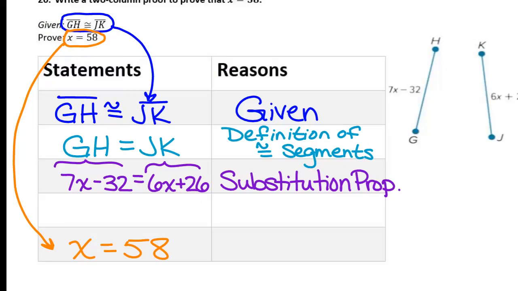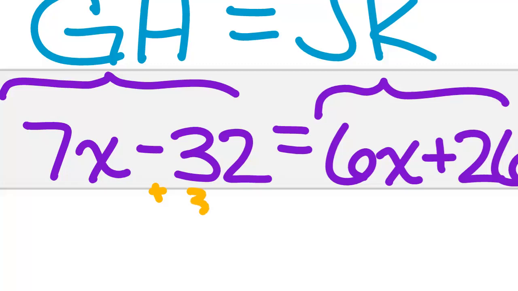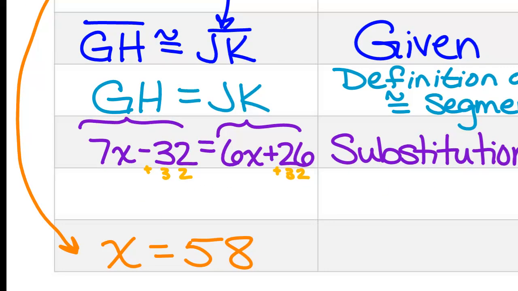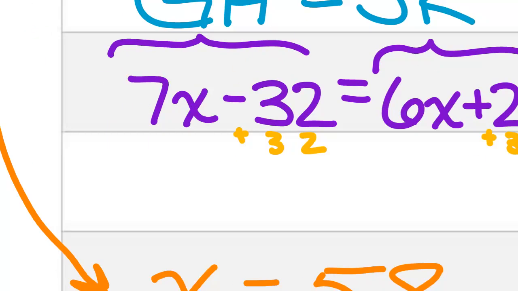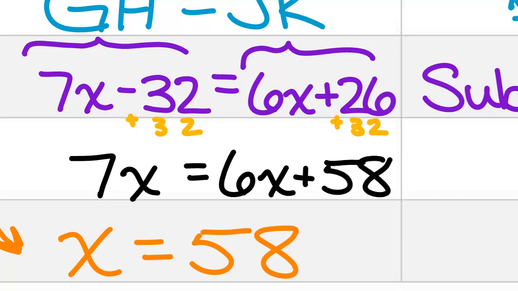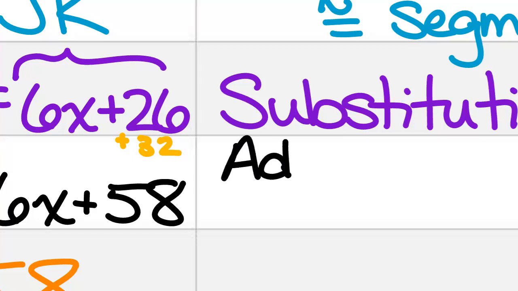Only one more statement. Now that I have an equation that has x's in it, what can I do? I can add 32 to both sides. Yes, you could also do that first. Okay, so that would give me 7x equals what? 6x plus 58. What did we just use there? The addition property of equality.